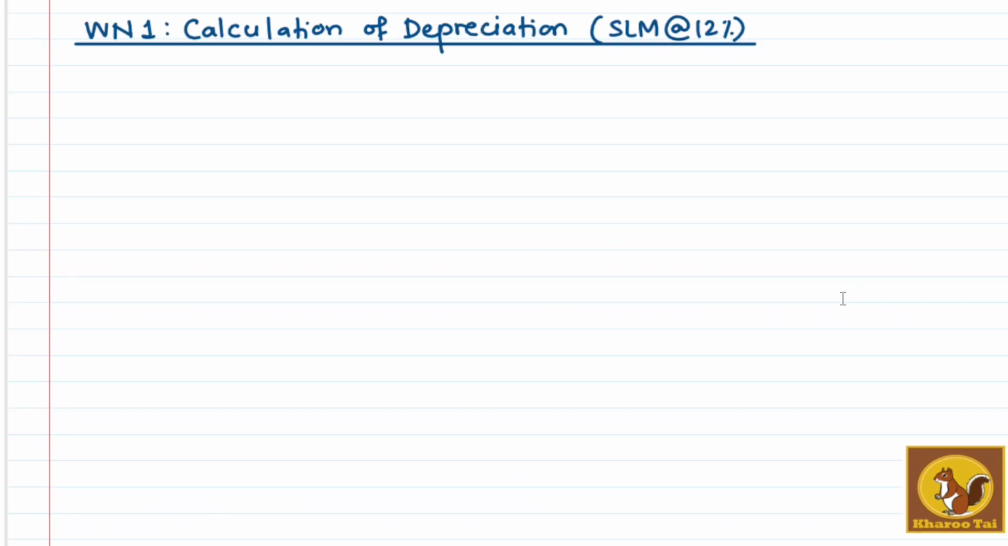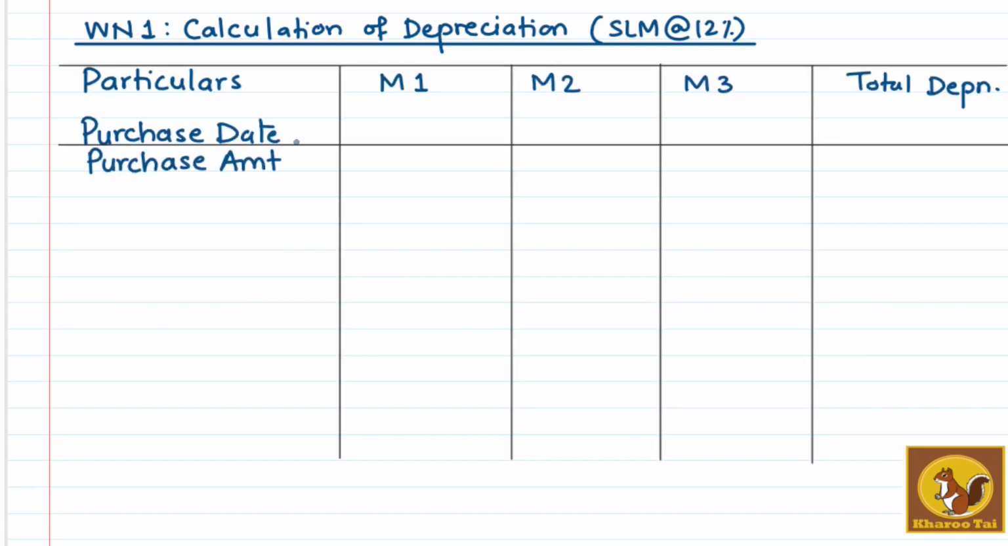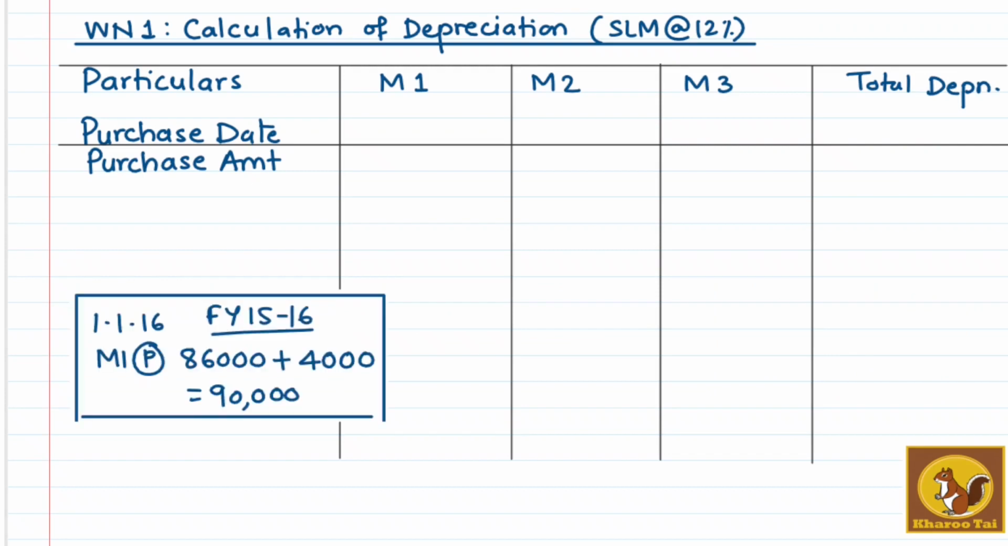Working note 1, calculation of depreciation. This is as per straight line method and the depreciation rate is 12%. So we will start with particulars. We have 3 machinery, so we will have machinery 1, 2 and 3, and at the end we will have a total depreciation column. We will also have purchase date and purchase amount to start with. So in the first year, 1st Jan 2016, we purchased an asset for 90,000. There are no other transactions in this year.